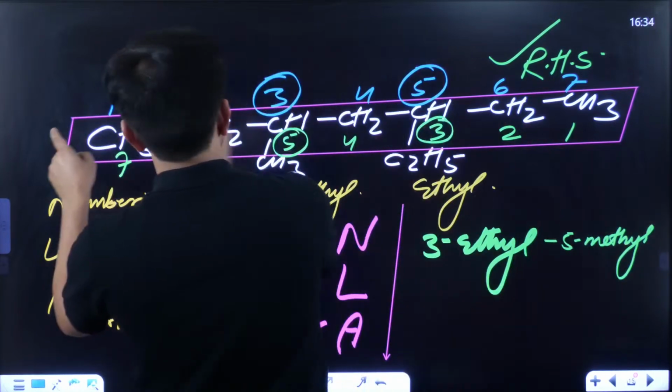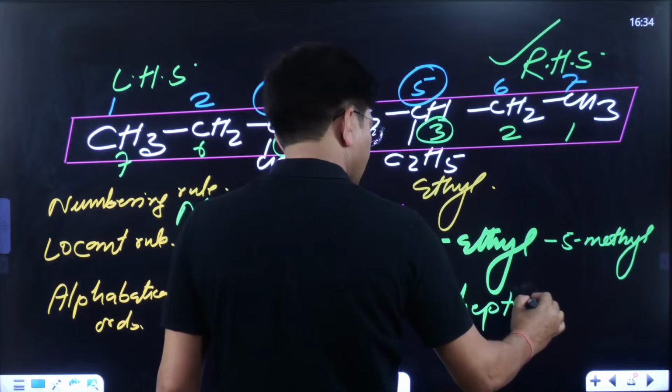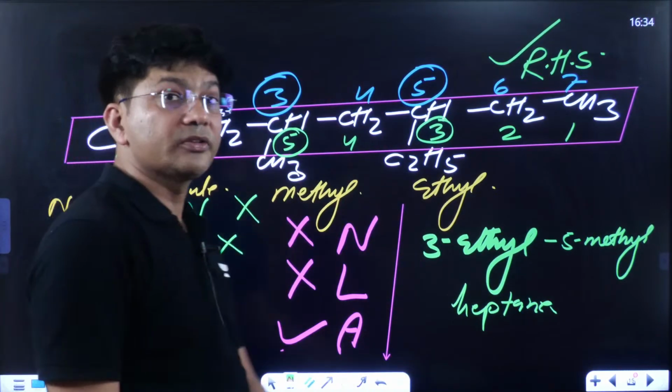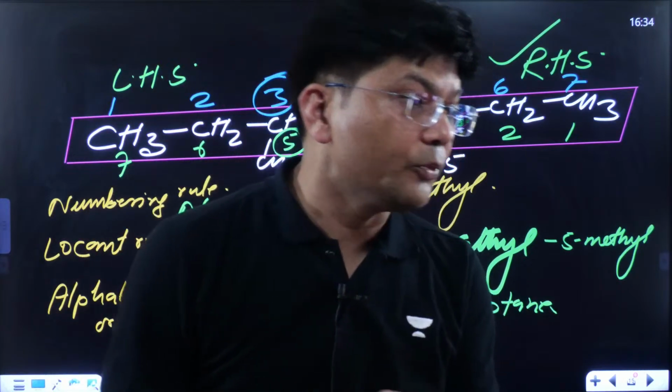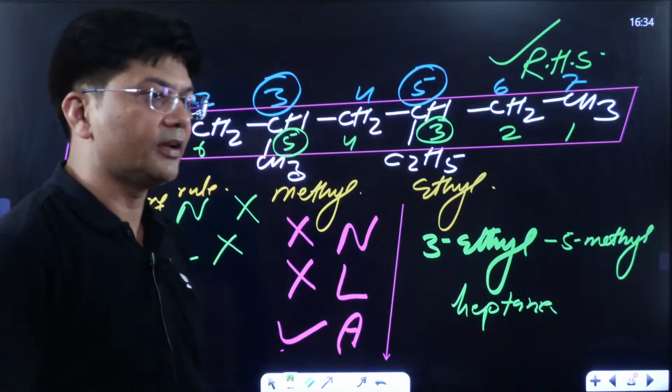The word root is 7, heptane, or you can write septane. I hope this much is clear to each and everyone. Now I am going to take the very toughest example.